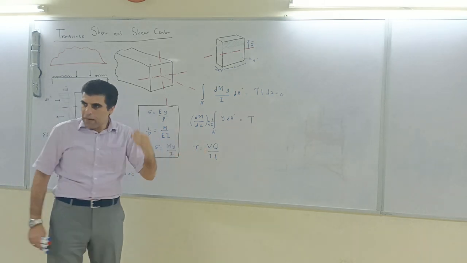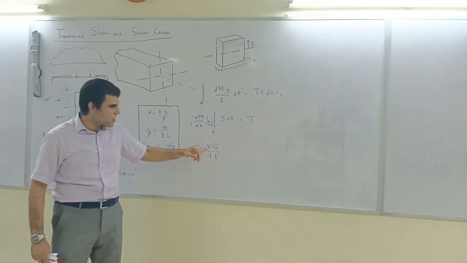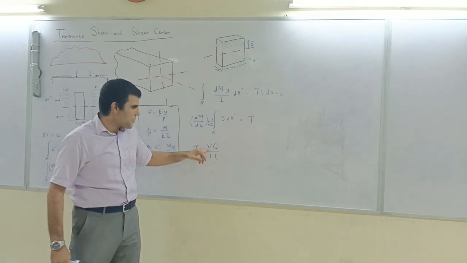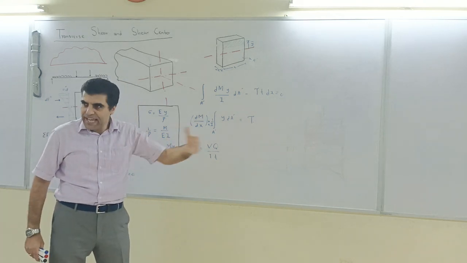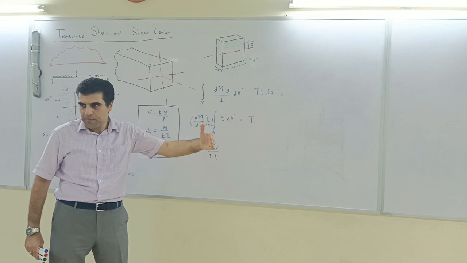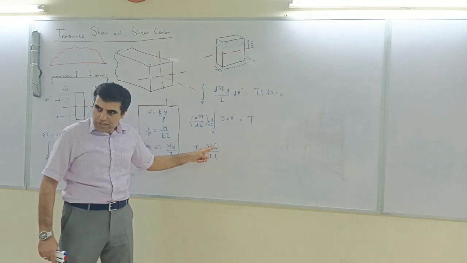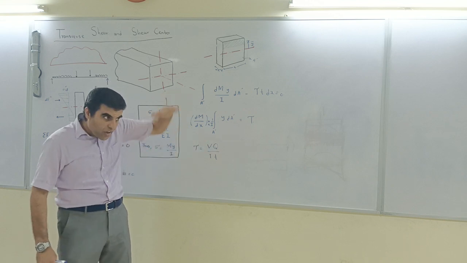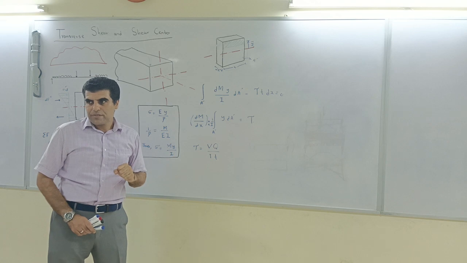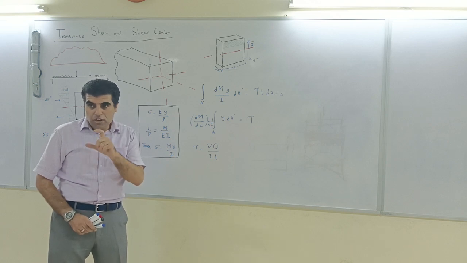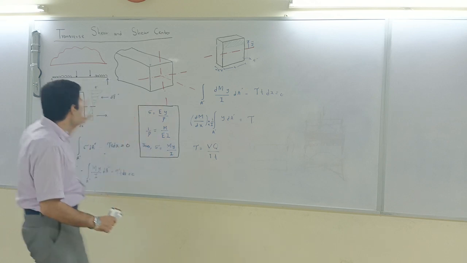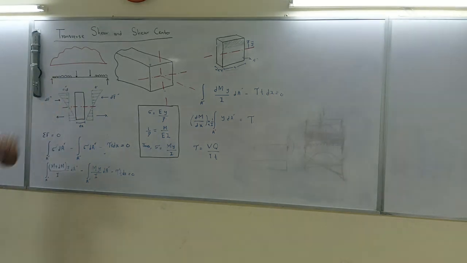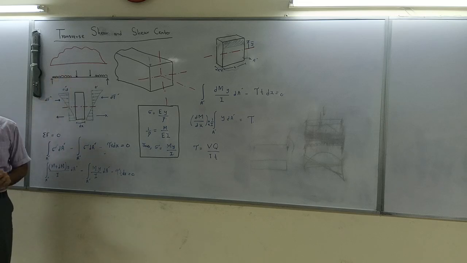Shear depends on the length. You find out the shear. Shear is a function of the length. So shear varies with the length, but Q varies along the cross section. Q will vary along the cross section, it won't vary along the length if your cross section is constant along the whole length.